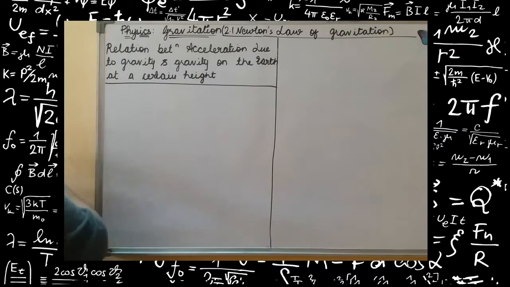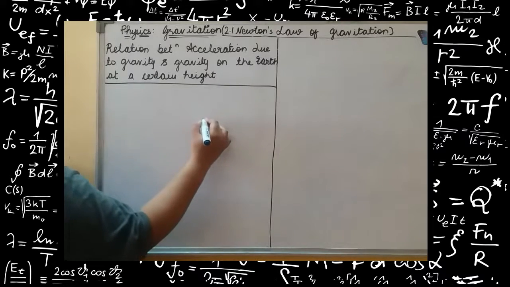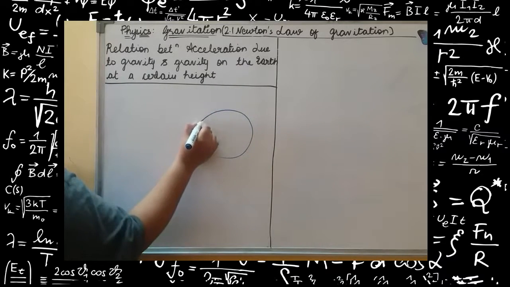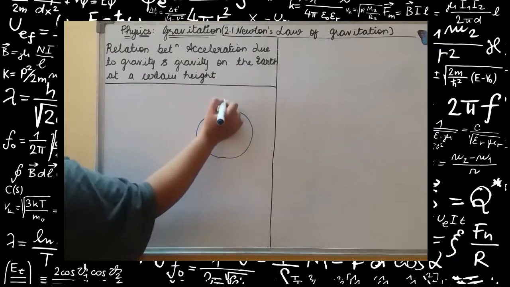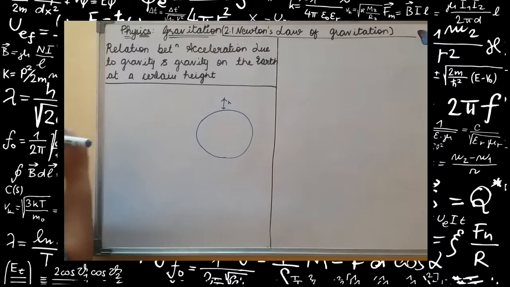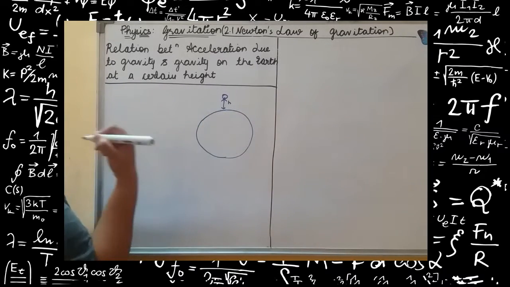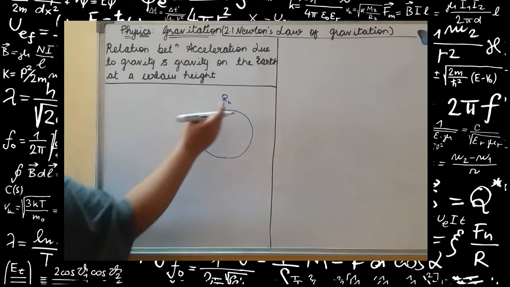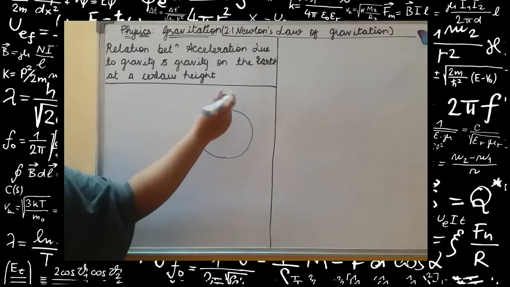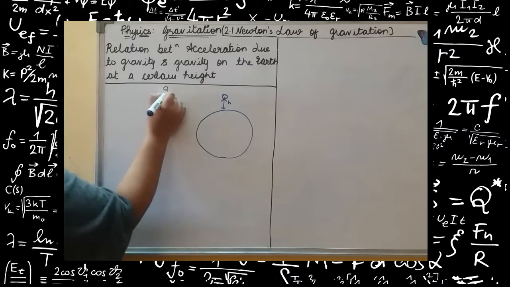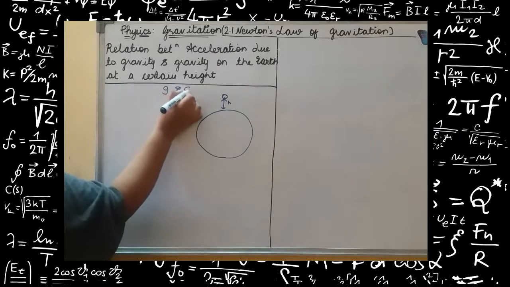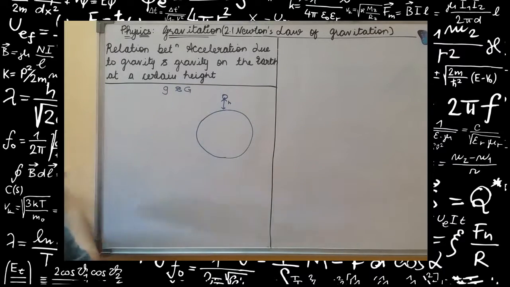Now the relation at a certain height. So what happens here is, on earth, suppose a body is at a certain height h from the earth. So here is the body located. What is the relation between acceleration due to gravity g and capital G at a certain height on this body?